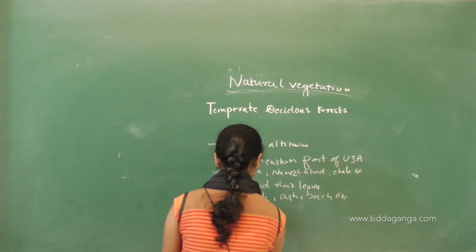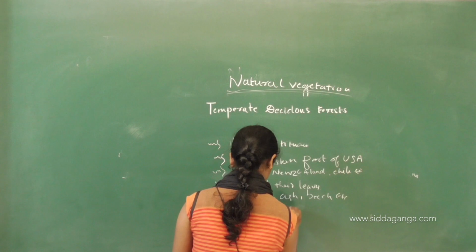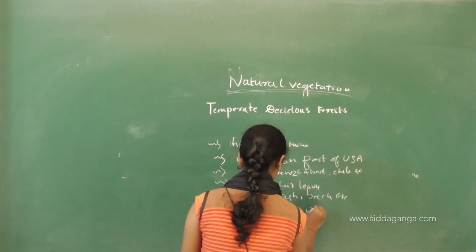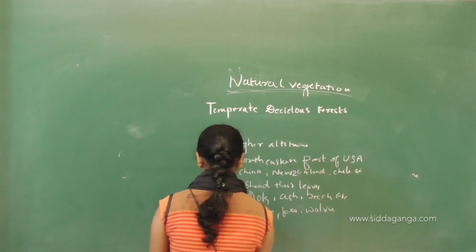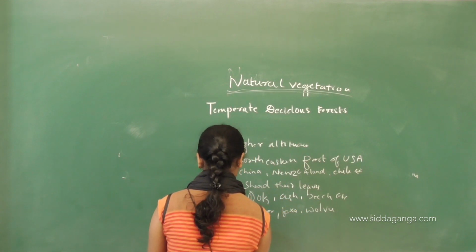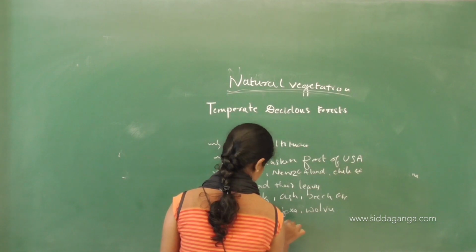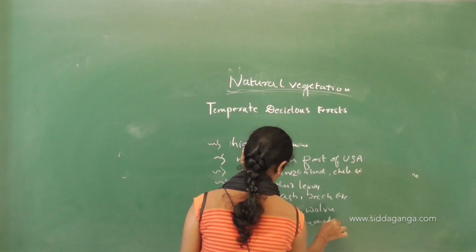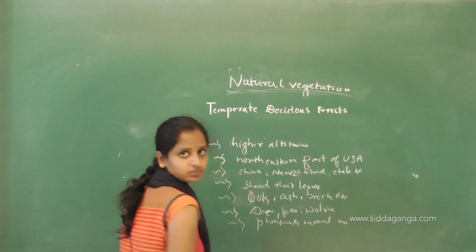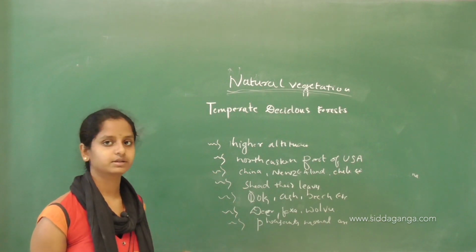Animals are deer, foxes, wolves, etc. And birds like pheasants and monarchs are seen. Okay, can you see? Yes, you can see it.